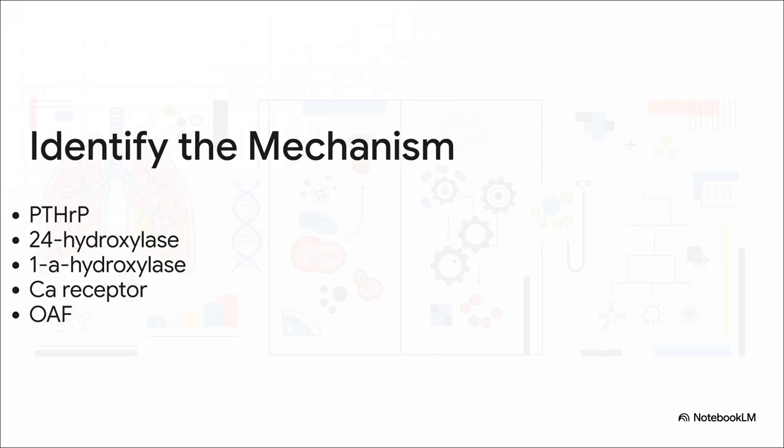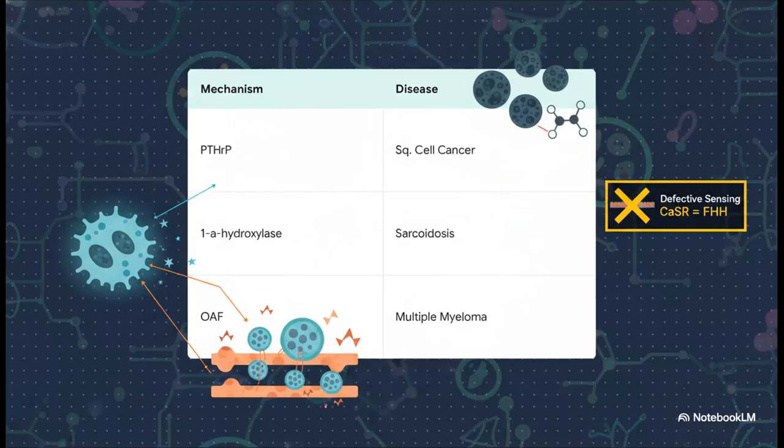Every single option here represents a distinct pathway for hypercalcemia, but only one aligns perfectly with the multisystem presentation of sarcoidosis. And the answer is autonomous 1-alpha-hydroxylase expression by macrophages. This is the only correct mechanism. It definitively distinguishes it from paraneoplastic syndromes driven by PTHrP, which you'd see in squamous cell lung cancers, or local osteolytic hypercalcemia driven by osteoclast activating factors in multiple myeloma.